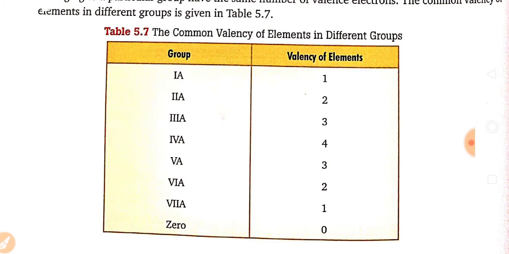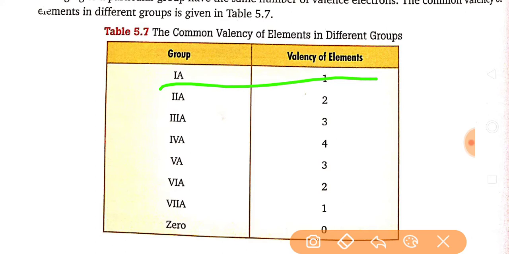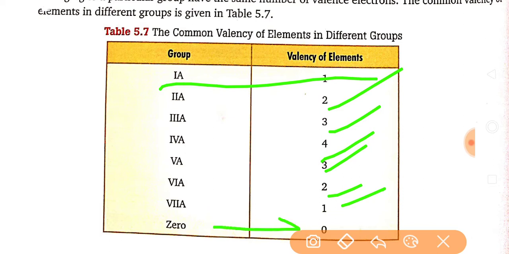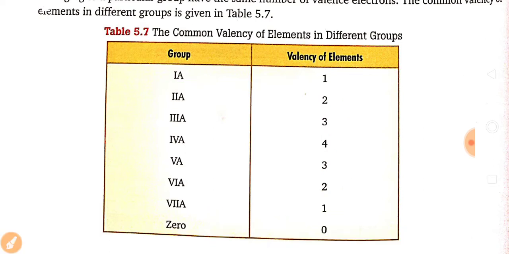This is first A group. First A group has valency 1, second A has 2, third A 3, fourth A 4, fifth A group has 3, sixth A 2, seventh A 1, and the last group, or zero group, has valency 0 because it has a filled octet state.